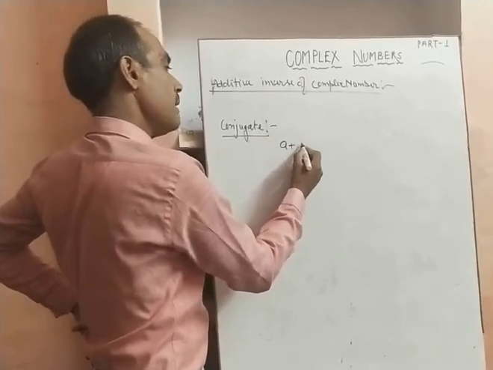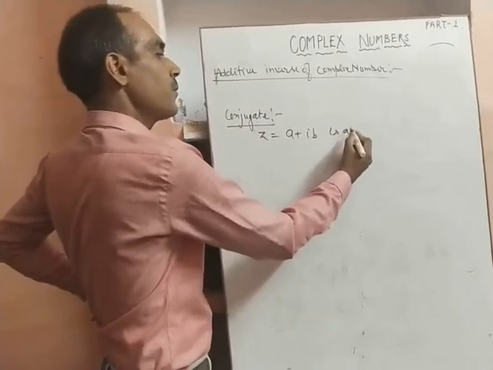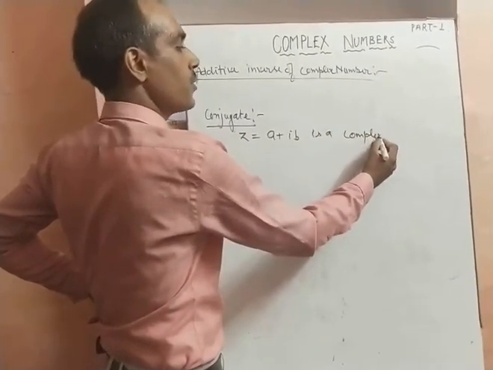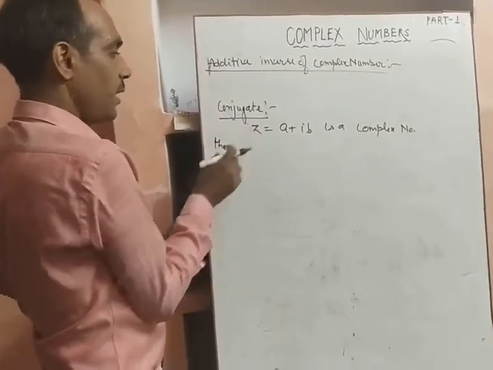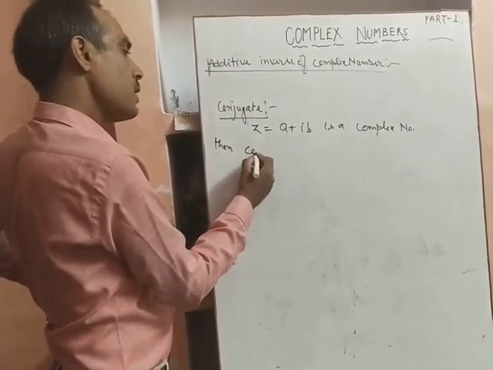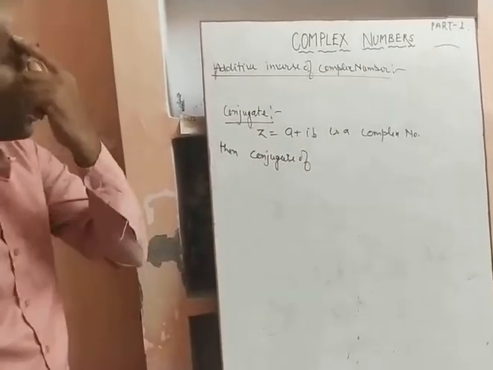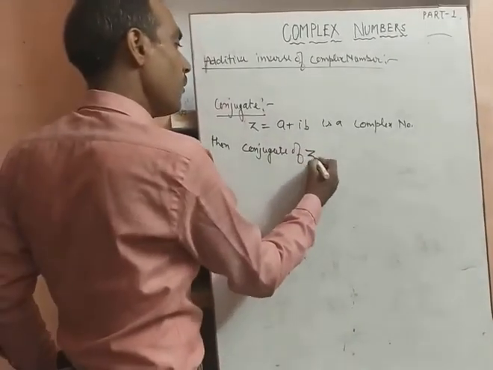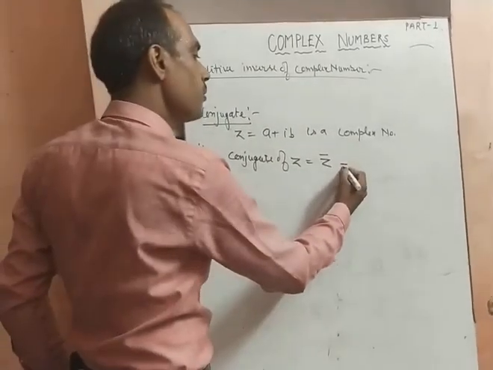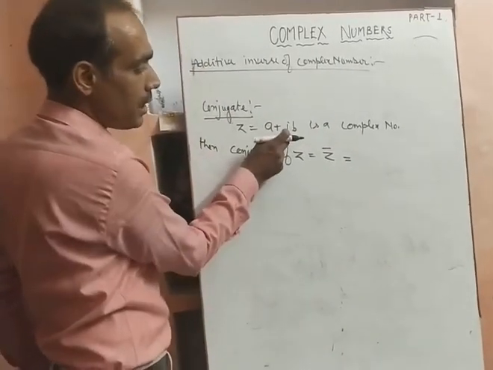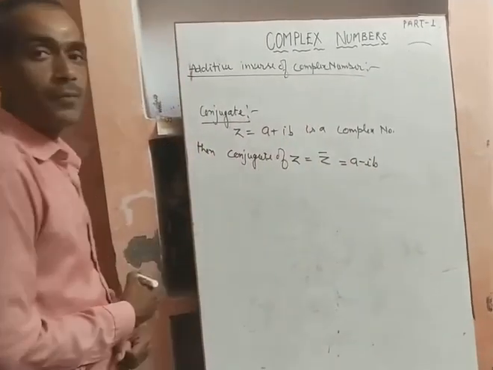If z = a + ib is a complex number, then its conjugate, denoted by z bar, is obtained by changing the sign of i. So the conjugate of z is z bar, which is equal to a minus ib. Clear?